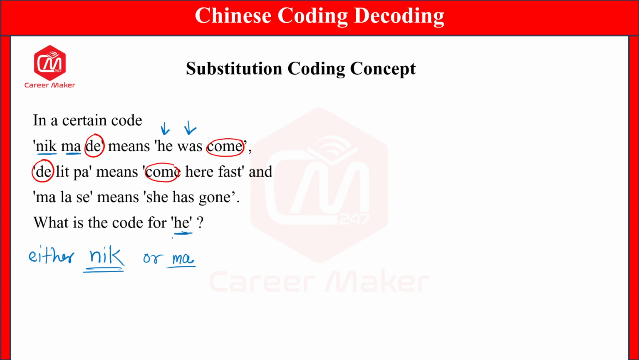So this is the way to solve it. If somebody asks what the code of "come" is, directly you can say DE. But if somebody asks what the code of "here" is, then again there are 2 possibilities. Nothing is common in any of them. It means all 3 are possible for all these 3 words, and so on. So this is actually the basic concept to solve Chinese coding questions. Fine. By using this concept, we are able to solve different types of questions in Chinese coding.